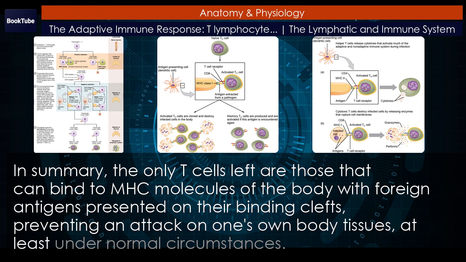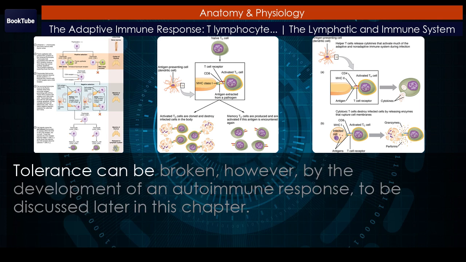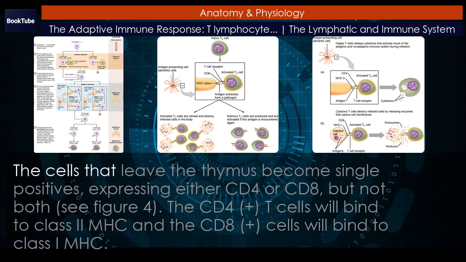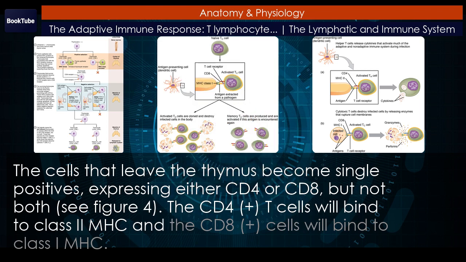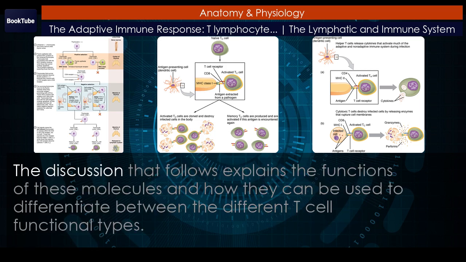At least under normal circumstances, tolerance can be broken, however, by the development of an autoimmune response, to be discussed later in this chapter. The cells that leave the thymus become single positives, expressing either CD4 or CD8, but not both. See Figure 4. The CD4 plus T cells will bind to class II MHC and the CD8 plus cells will bind to class I MHC. The discussion that follows explains the functions of these molecules and how they can be used to differentiate between the different T cell functional types.